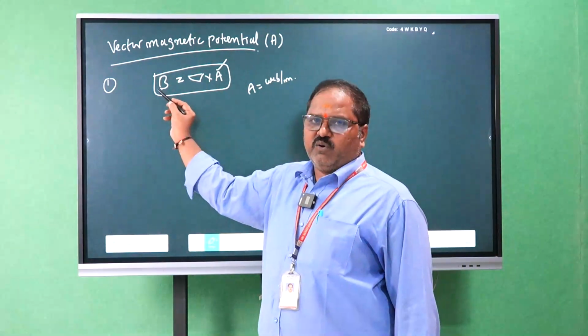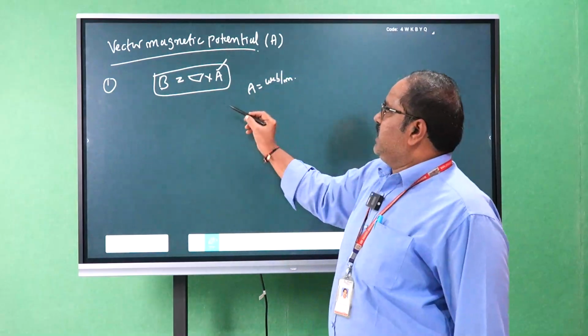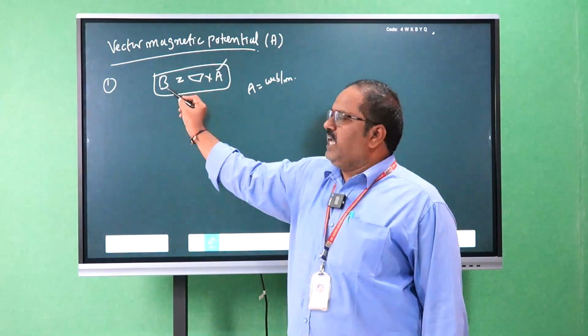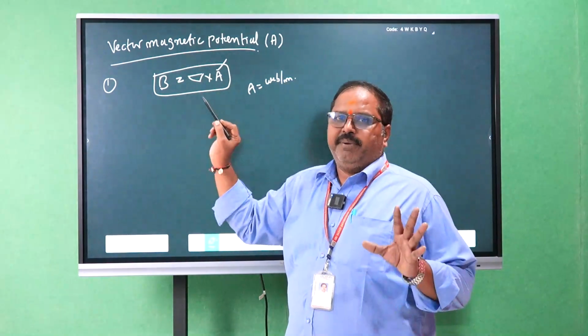What is the magnetic flux density? What is the relation with the vector potential? Therefore, the curl of the vector magnetic potential gives the magnetic flux density B.